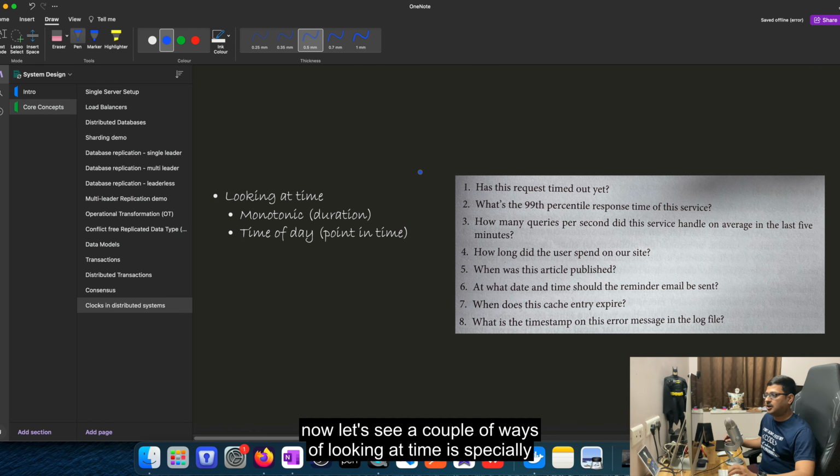Now let's see a couple of ways of looking at time, especially from a software engineering point of view, right? There are two ways of looking at it. One way is to look at it as a duration, the other as a point in time. So there are some examples.